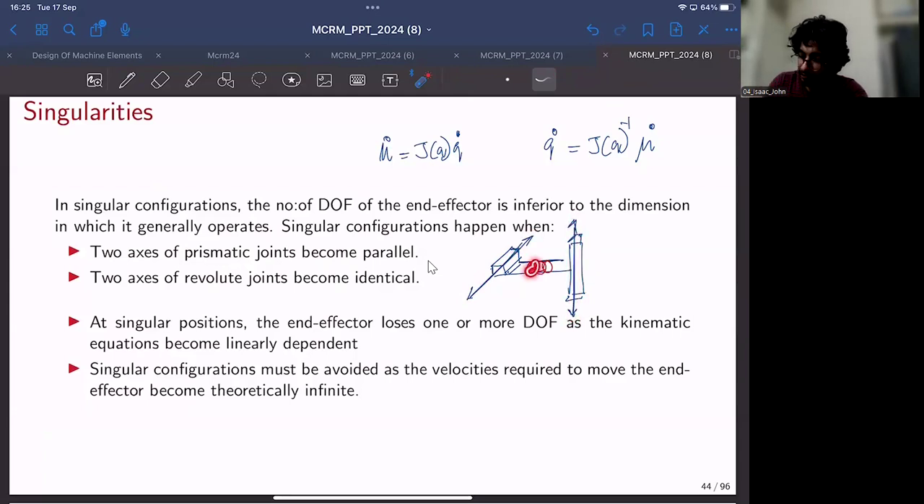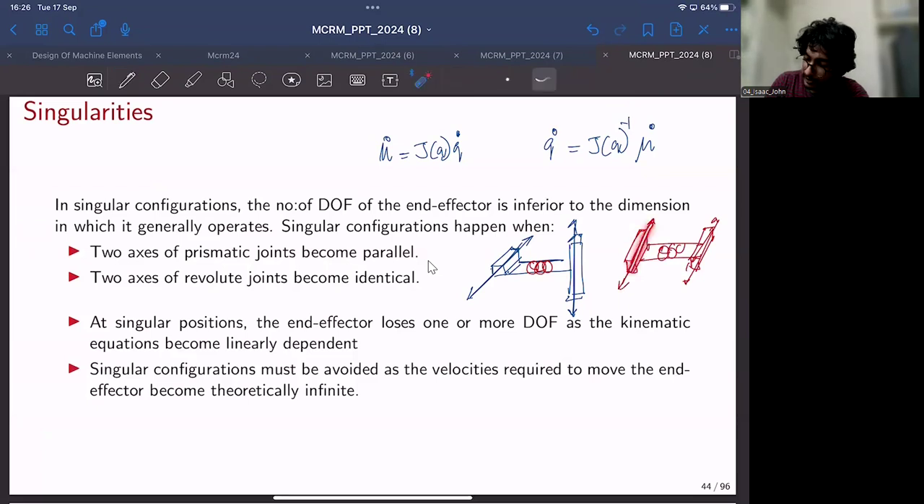But due to the effect of the intermediate revolute joints, during some configurations, these two joints may become parallel to each other because of these intermediate joints. So, for example, that may lead to these two joints being parallel like this. Like this. There are intermediate joints.